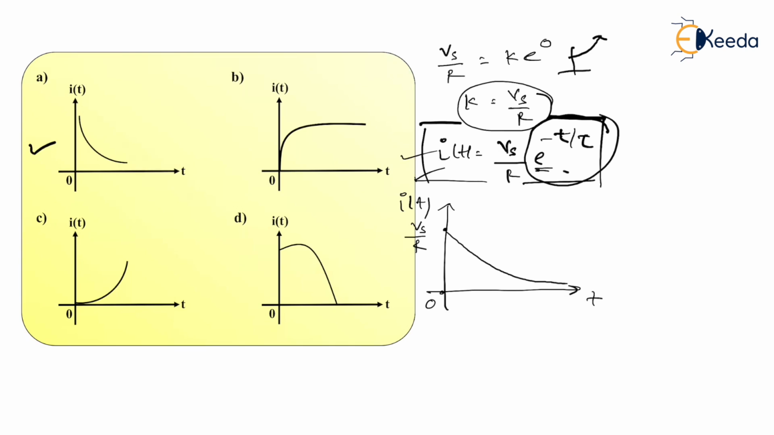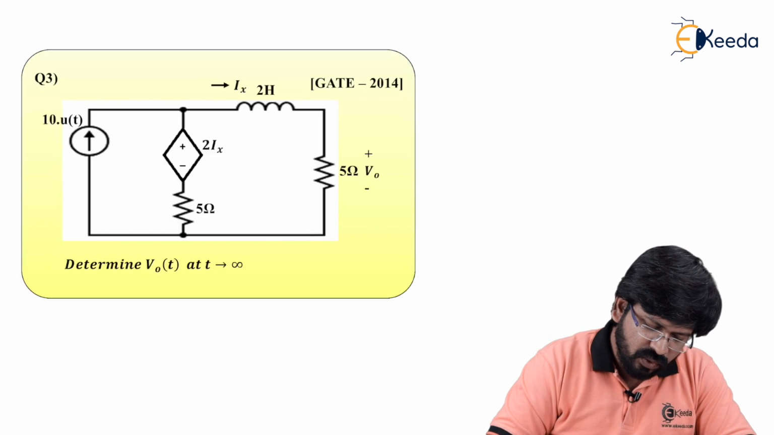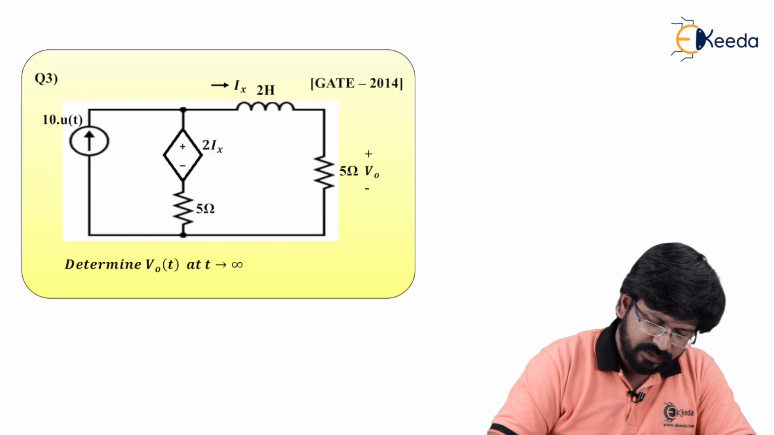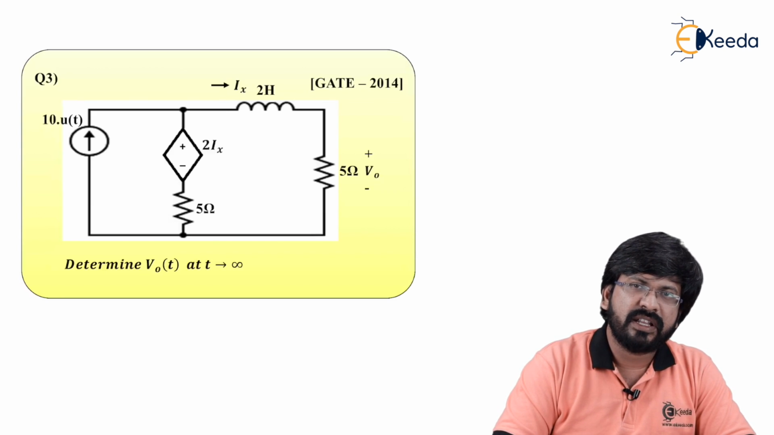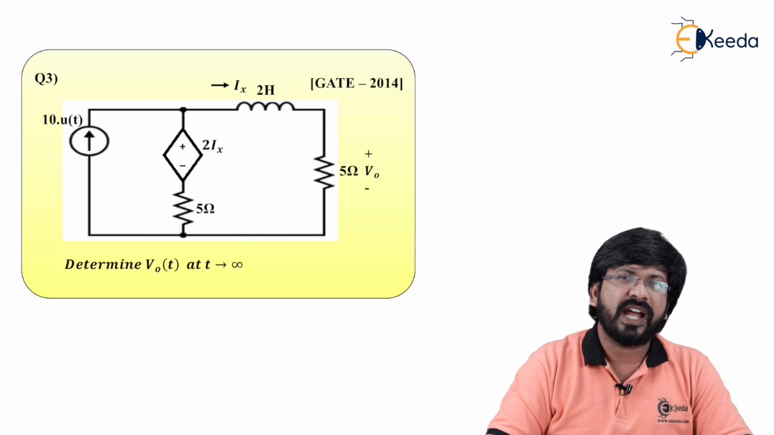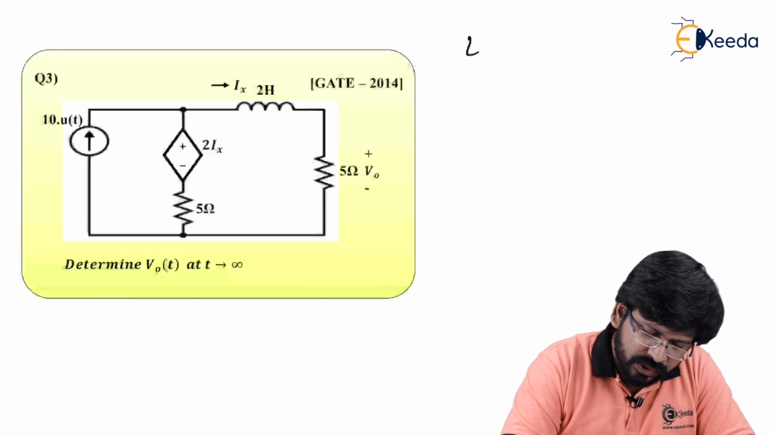Let's move to the next problem now. Question number 3 has now appeared on your screen. They are asking you the value of V naught of t at t tends to infinity. As I said earlier in the previous videos, when it comes to t tends to infinity, you don't have to think about initial conditions, because irrespective of initial conditions, you know the fact that the capacitor acts as an open circuit and the inductor acts as a short circuit when t tends to infinity. So let's see.